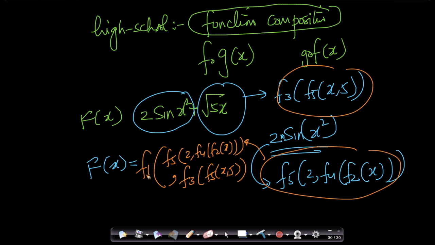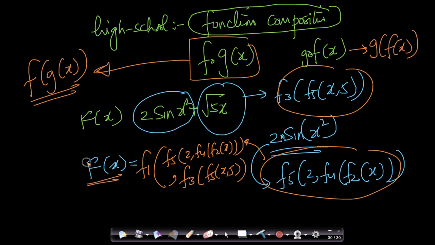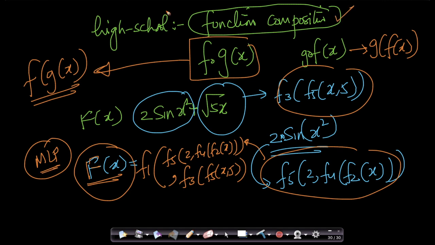So what you have is f1 of f5 of something, which is nothing but f of g of x, no? What is f of g of x? It's f of g of x. What is g of f of x? It is g of f of x. So what is your capital F of x? Capital F of x is f1 of f5 of 2 comma f4 of f2 of x and f3 of f5 of x comma 5. So your multi-layered perceptron, mathematically speaking, is nothing but function composition that we all learned in high school, which is nothing but your f of g of x and g of f of x.